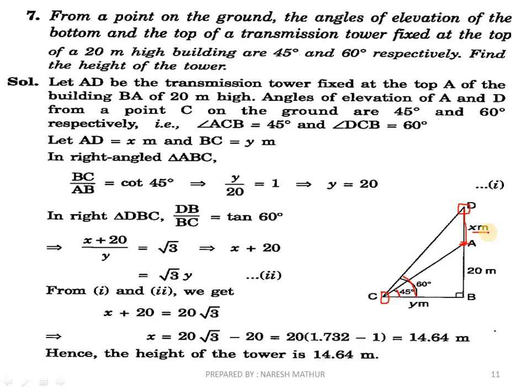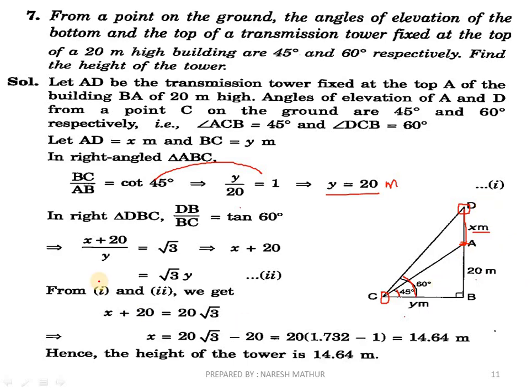Now see, in triangle ABC we have angle, we have base, we have perpendicular. So the relation between perpendicular and base is either tan or cot. Let's take cot here. Cot equals to what? Base upon perpendicular. So it would be y by 20, and cot 45 is what? 1. So it means the value of y is equal to 20 meter.